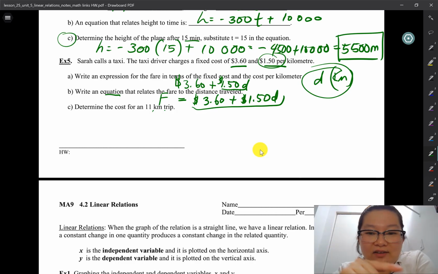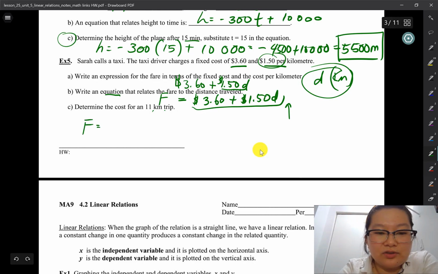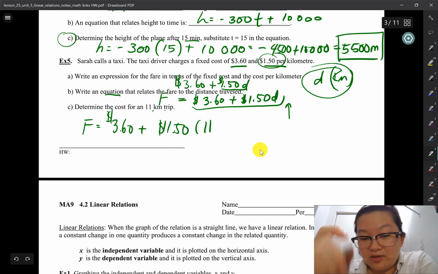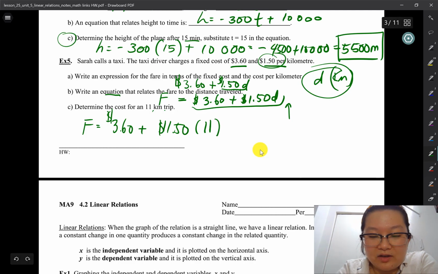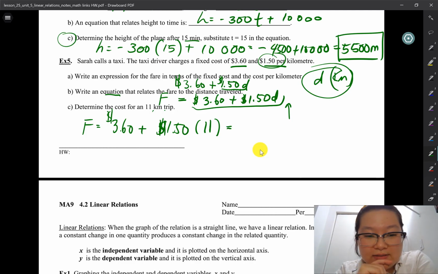C, okay, so if you did that first, that's okay. But now we're going to use this equation to figure out the cost for an 11-kilometer trip. So fare is equal to $3.60 plus $1.50 times the distance, which in our case is 11 kilometers. And I'm going to do that, okay? If you're wondering about units and how they cancel, that's not the purpose of this video, so don't worry about that. If you're curious, you can always ask me later.